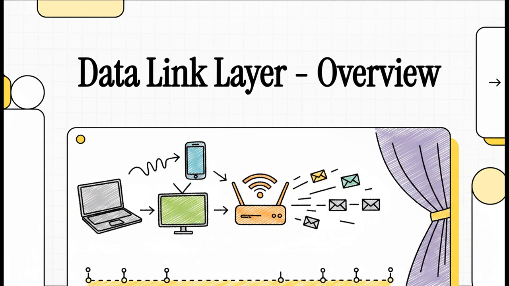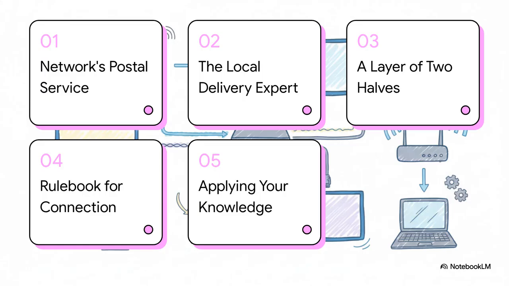In this explainer, we are going to pull back the curtain on the real unsung hero of your local network, the data link layer. So what's the game plan? First, we'll get our bearings and see where this layer fits into the grand scheme of things. We'll call that the network's postal service. Then we'll zoom in on its specific job as the local delivery expert, and you'll see it kind of has a split personality. It's a layer of two halves.